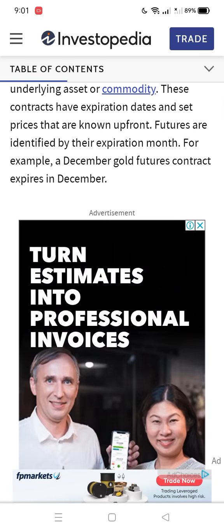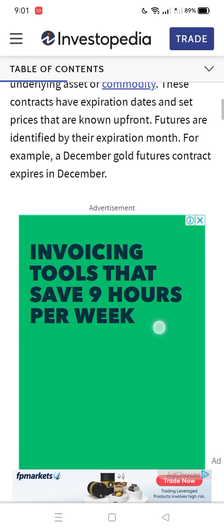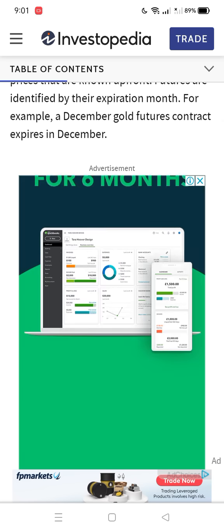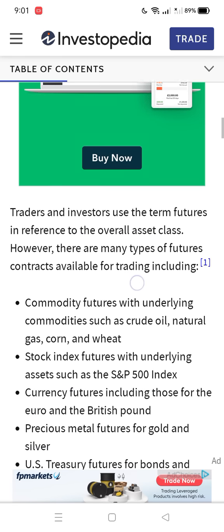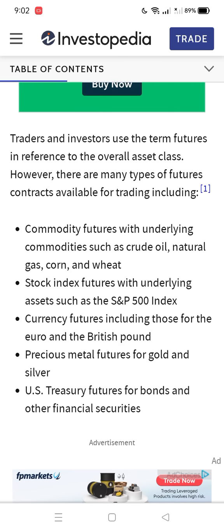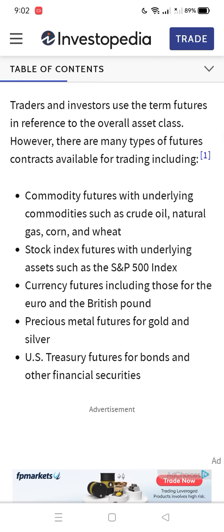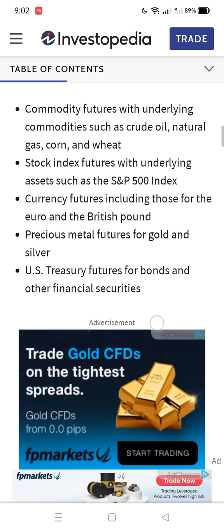Futures are identified by the expiration month. For example, a December gold futures contract expires in December. Traders and investors use the term futures in reference to the overall asset class. However, there are many types of futures contracts available for trading, including commodity futures with underlying commodities such as crude oil, natural gas, corn, and wheat.